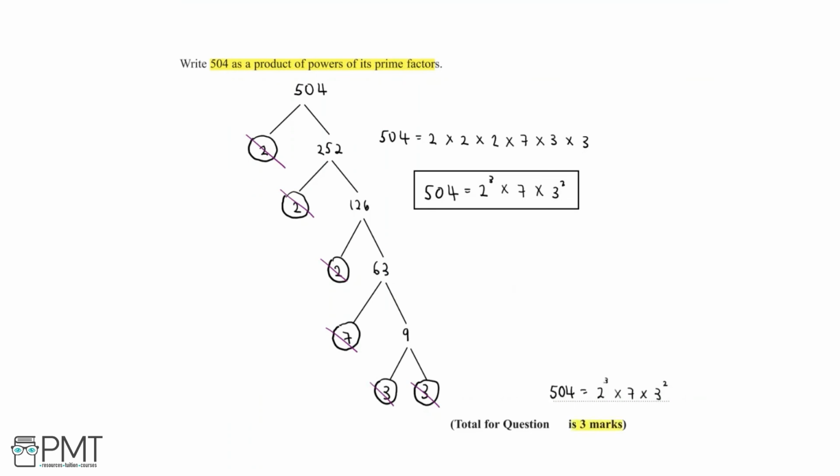Now this question is worth 3 marks. We get the first mark for drawing a prime factor tree. We get the second mark for circling all of the correct numbers and finding that our prime numbers are 2, 2, 2, 7, 3, and 3. And our third and final mark is for getting the correct answer that 504 as a product of powers of its prime factors is equal to 2 cubed multiplied by 7 multiplied by 3 squared, allowing us to get the full 3 marks needed in this question.